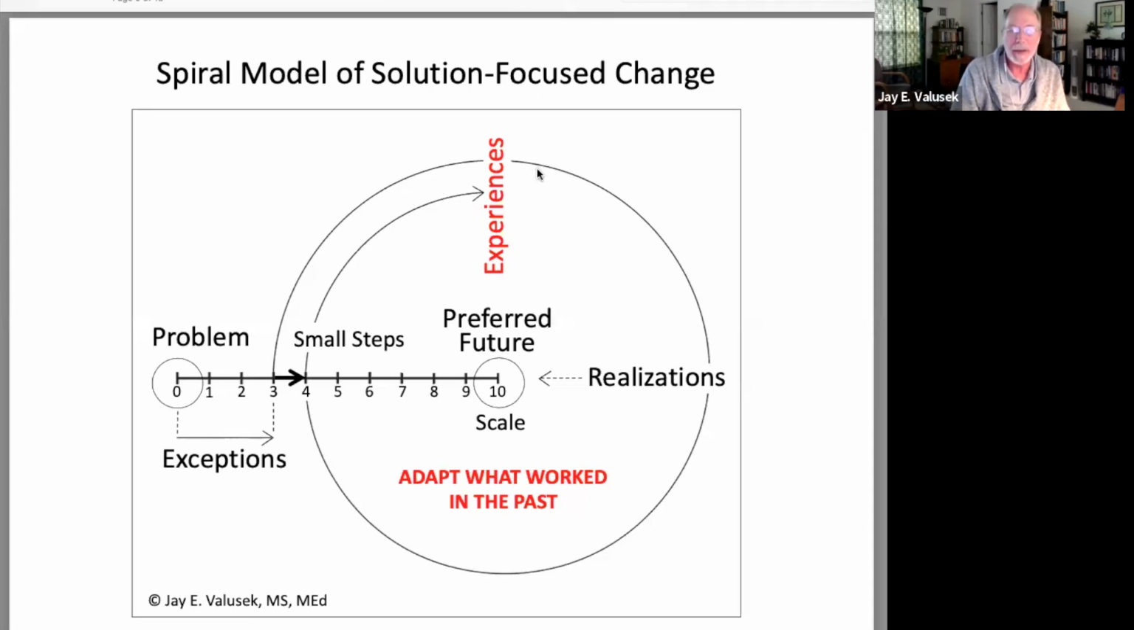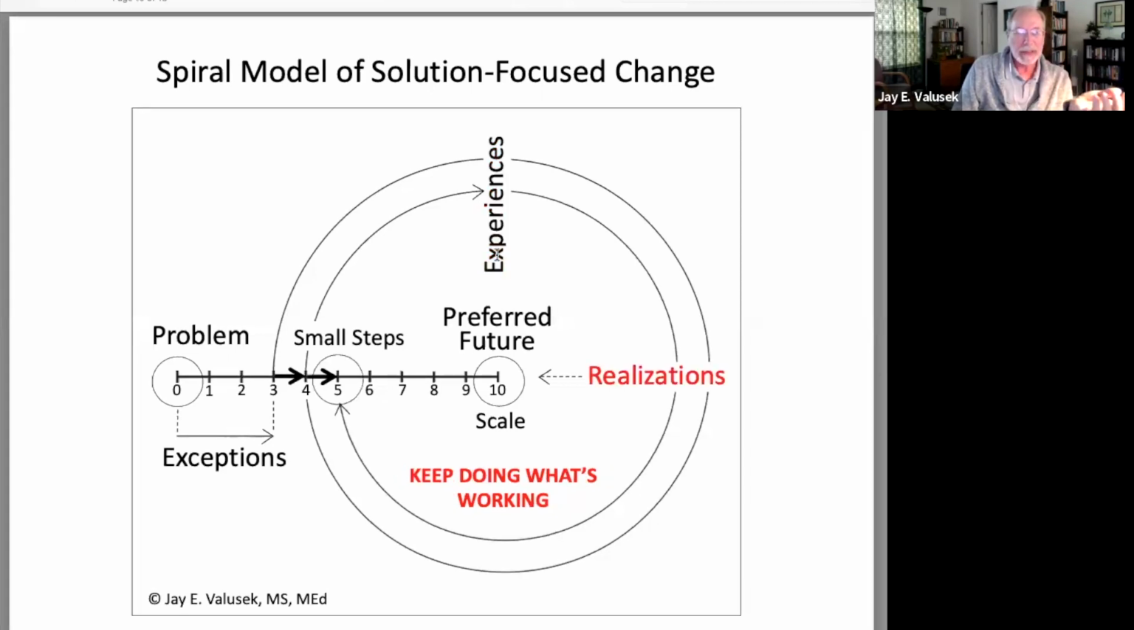So notice on this diagram, the preferred future, when you have the word realizations, it's pointing at the preferred future to remind you that's what you're realizing. Here, experiences is really pointing at it too. I want past experiences in which you move toward the same future you want now. And what did you do? Okay, so you adapt something that worked in the past. And then you take small steps based on that. So you now have got more tools in your arsenal of solutions.